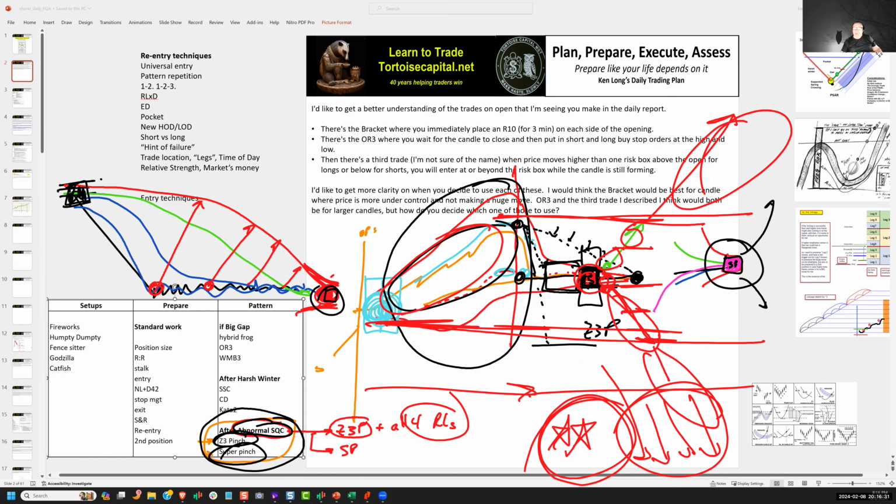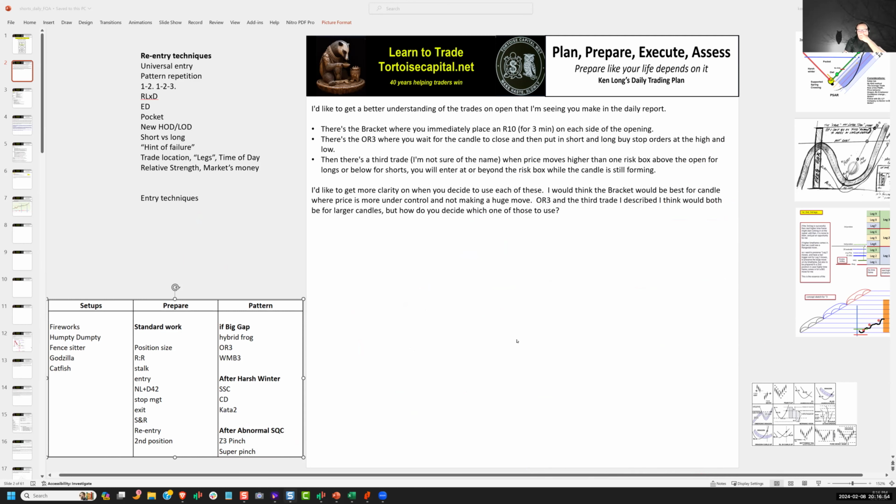But by requiring intraday the R10, RL10, and RL30 and the Z3 lines all to be less than a frog box in width, that keeps you out of the chop, which is a problem. Okay. That's just about everything I want to say on all that.